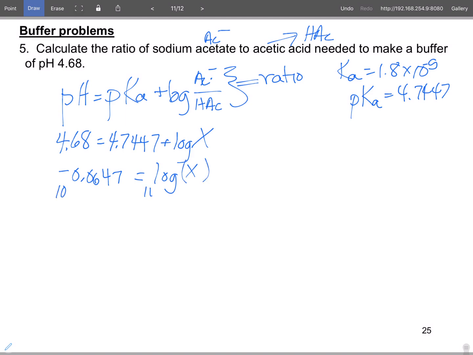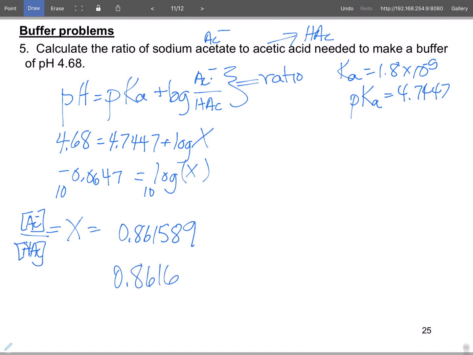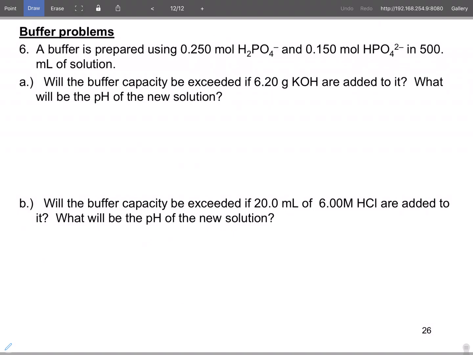We're going to take base 10 to both sides, so we end up with x, which is the ratio of acetate to acetic acid, is equal to 0.861589. Okay, so 0.8616 is the ratio. Okay, and sometimes that's all you're asked, and other times you're asked for more.